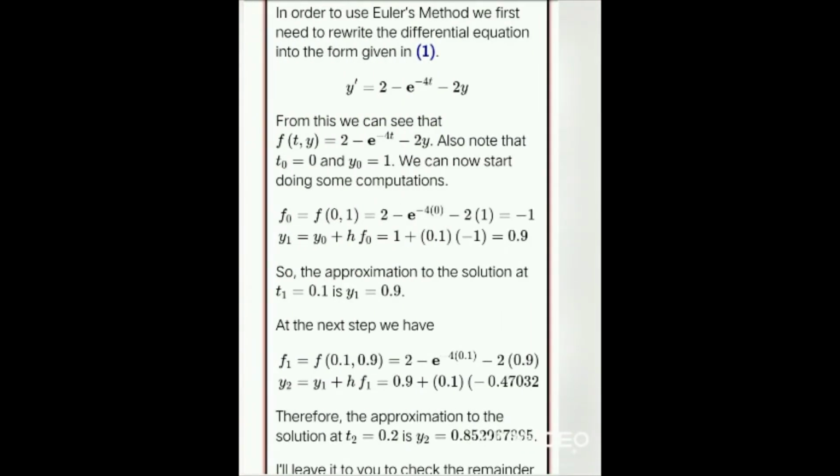From this, we can see that f of t and y equals 2 minus e raised to negative 4t minus 2y. Also note that t sub 0 equals 0 and y sub 0 equals 1. We can now start doing some computation. f of 0 equals f of 0 and 1 equals 2 minus e raised to negative 4 multiplied by 0 minus 2 times 1.